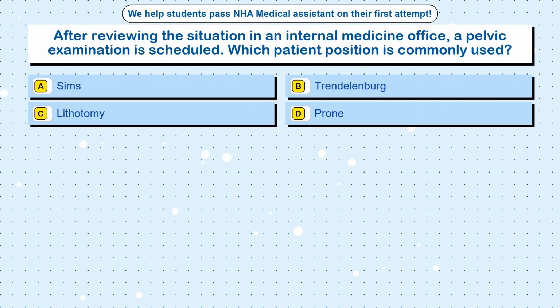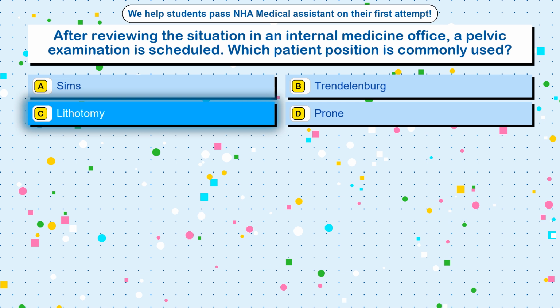Question 54. After reviewing the situation in an internal medicine office, a pelvic examination is scheduled. Which patient position is commonly used? Option A, Sims. Option B, Trendelenburg. Option C, lithotomy. Option D, prone. The correct answer is option C, lithotomy.